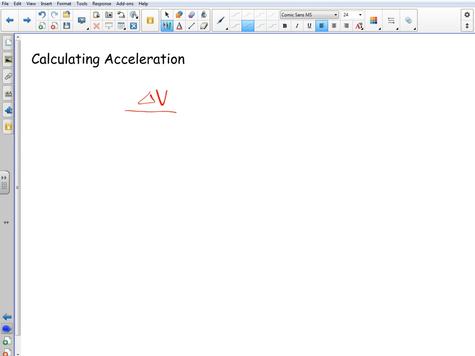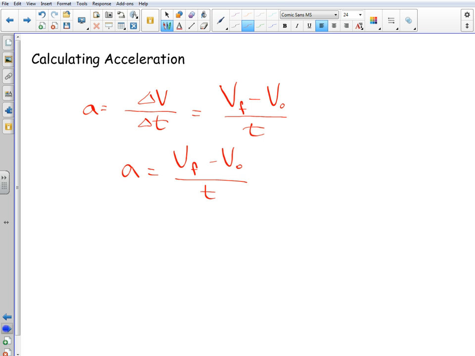Not only can you go fast, get to a different speed or speed up or slow down, it depends on how fast you do that change. So acceleration is a change in velocity over the change in the time it takes. Change in velocity, final velocity minus your original velocity, divided by time, we just use t for change in time. So acceleration is v final minus v original over t.